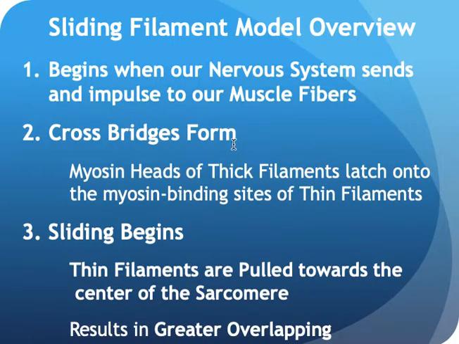Then with this impulse, we're going to create cross bridges between our thick and our thin filaments, which is what we talked about last time. Once we form these cross bridges, the sliding begins. When you break it down to the simplest explanation, the thin filaments are going to get pulled towards the center of the sarcomere, by the globular heads on the thick filaments. So these are the three basic things that happen when we're contracting a muscle.